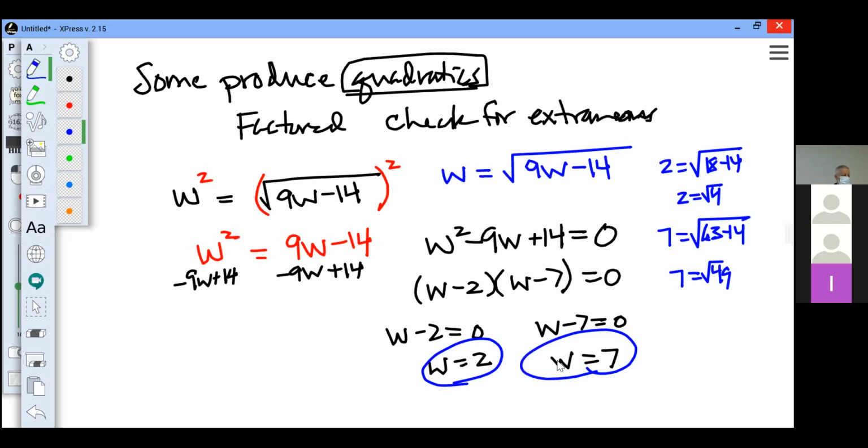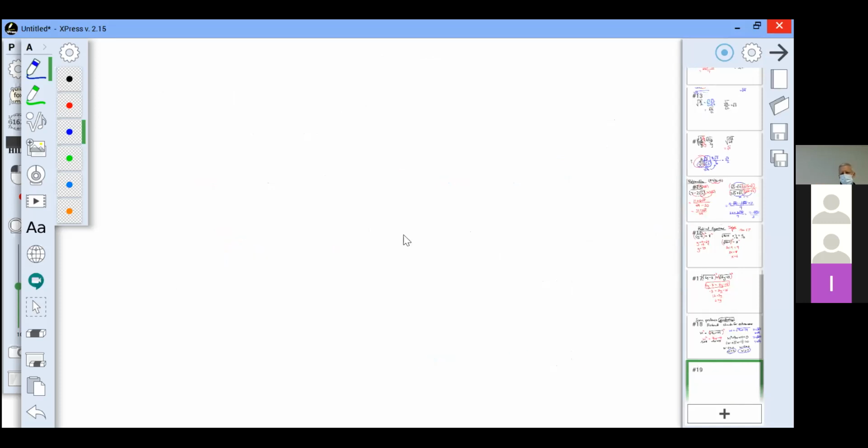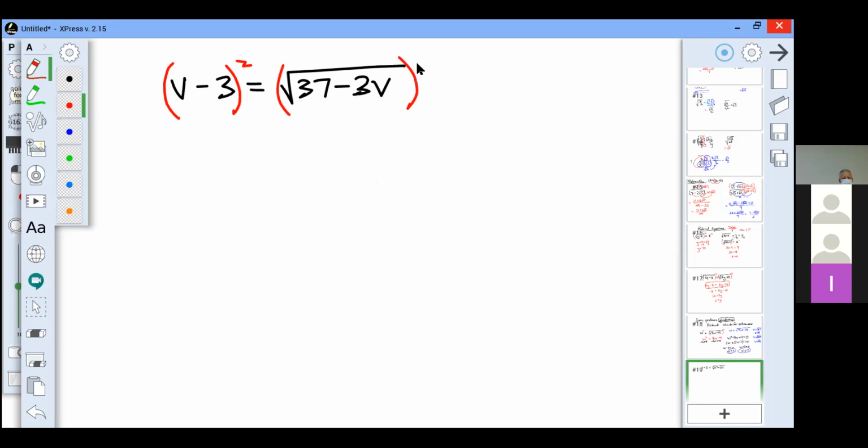And again, if you have a quantity and a radical, this was just a single variable, but if you have a quantity and a radical, you've got more work to do. I think this one's going to produce an icky extraneous. Now remember what to do with v minus 3.